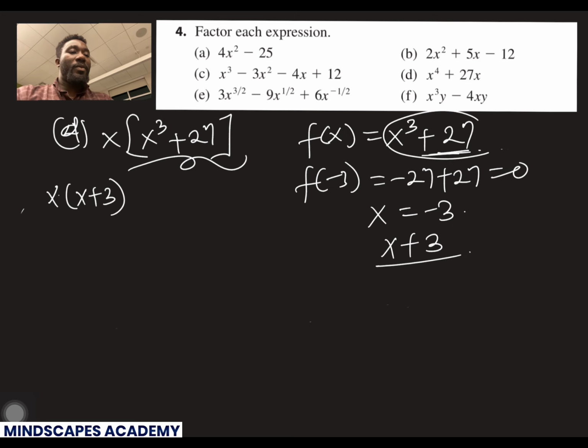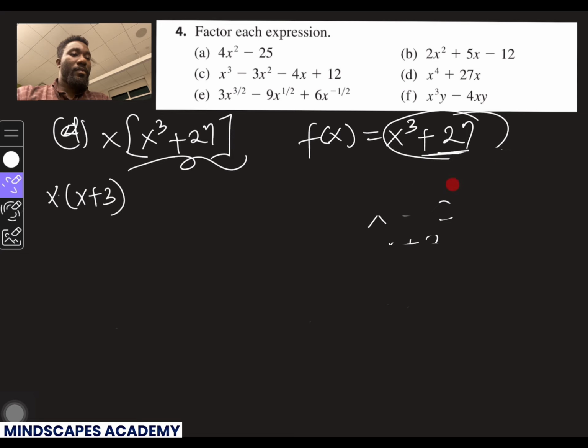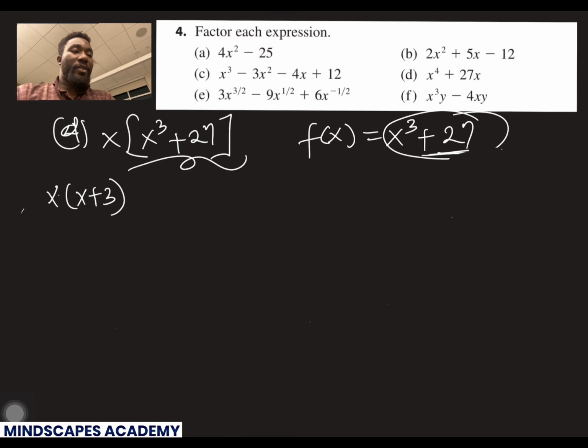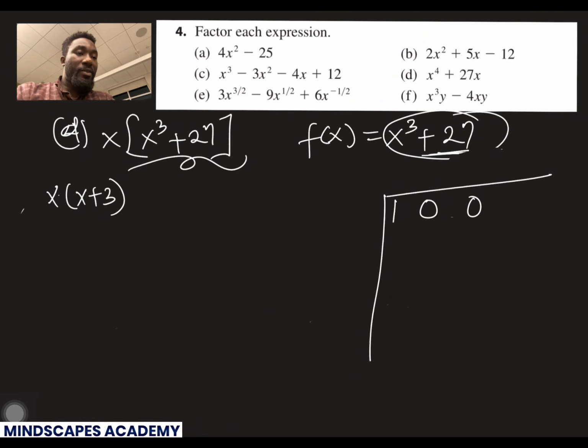So we have to reduce this, right? So what do we do? We know that x plus 3 is a factor, so we write our synthetic division. The coefficient of x cubed is 1. What is the coefficient of x squared? 0. The coefficient of x, 0, then the constant. You should not skip this step of writing 0, 0. So we need the coefficient of x cubed, coefficient of x squared, coefficient of x, then the constant.